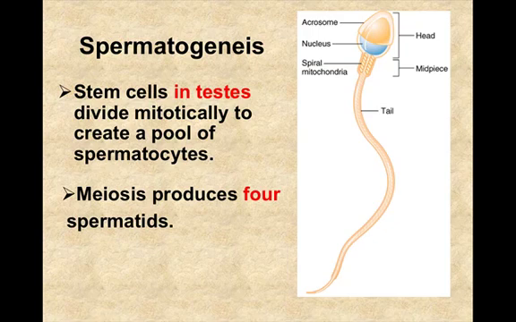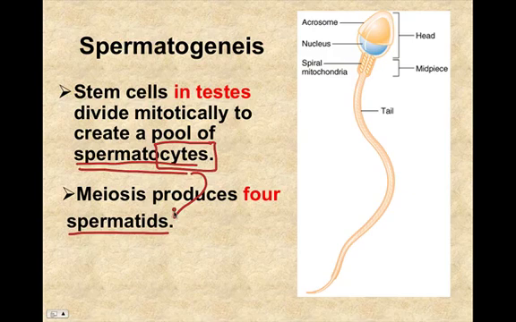So, stem cells in the testes divide mitotically to create a pool of what are called spermatocytes. And spermatocytes, cyte means cell. And meiosis then produces 4 spermatids. So spermatocytes are then divided more by meiosis to produce 4 spermatids. So that's the process of creating sperm.